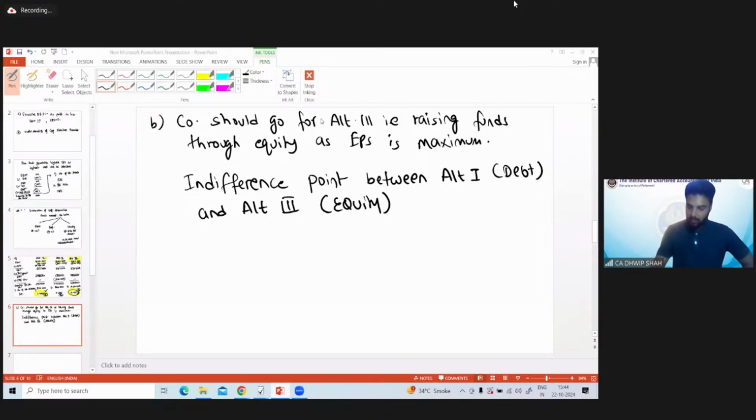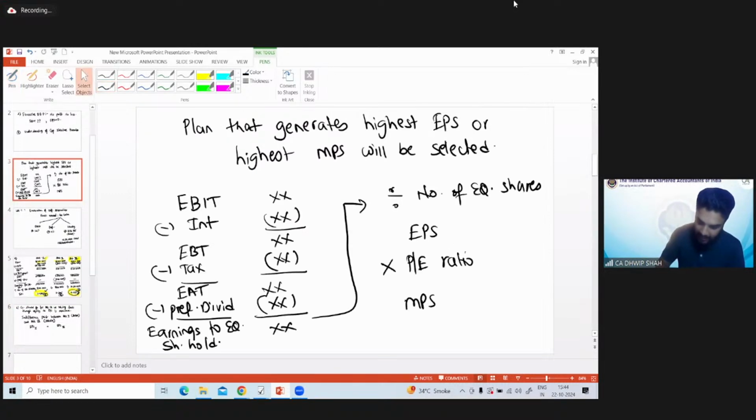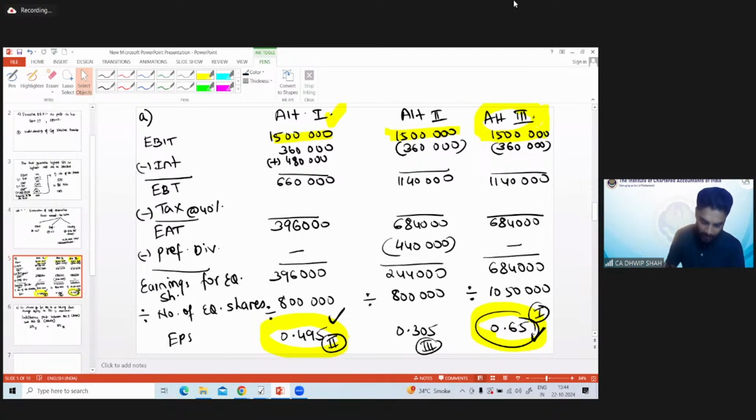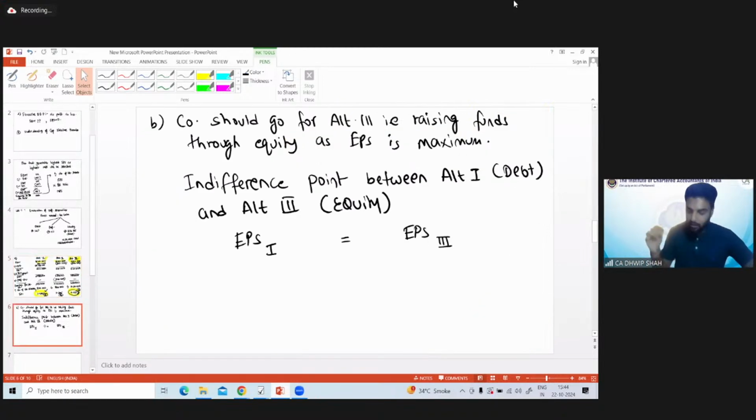Okay, can I say the indifference point is that point where EPS of both the plans is same? Here EPS of plan 1 is equal to EPS of plan 3. Now there are two ways to calculate EPS. One way is to prepare this entire format, this vertical statement from EBIT to EPS. Second way is to derive a formula from this format.